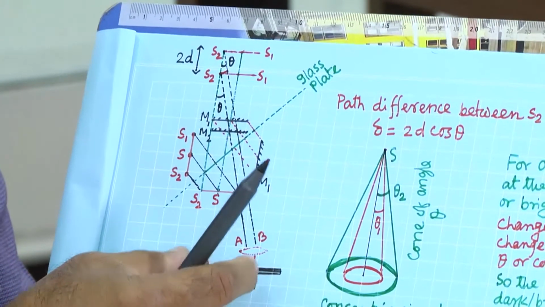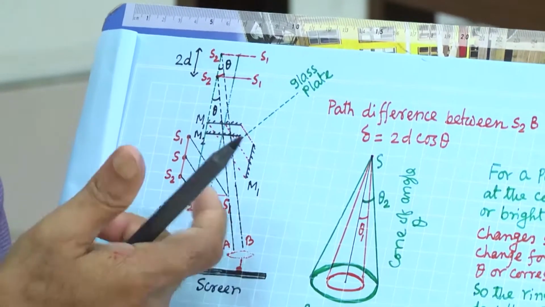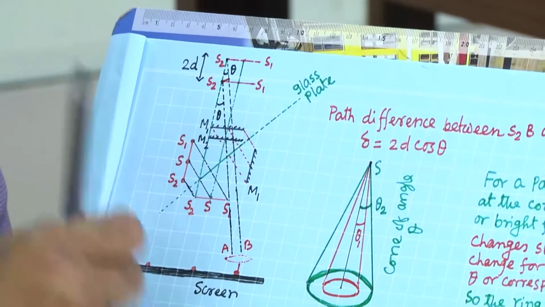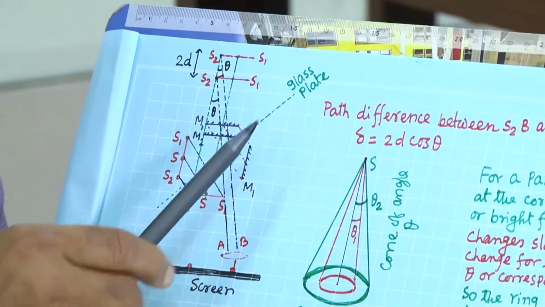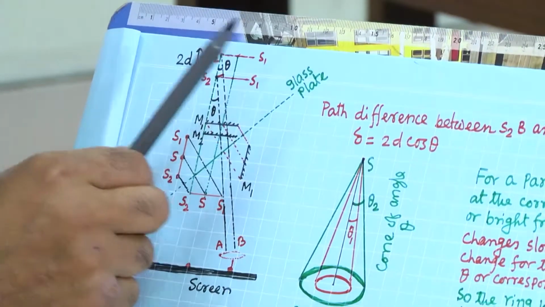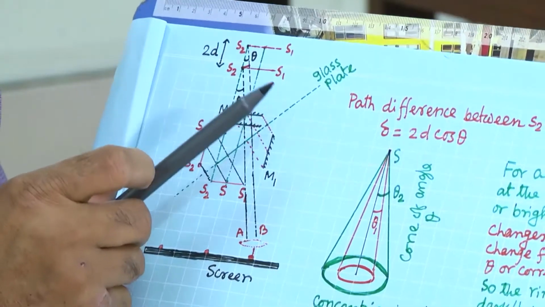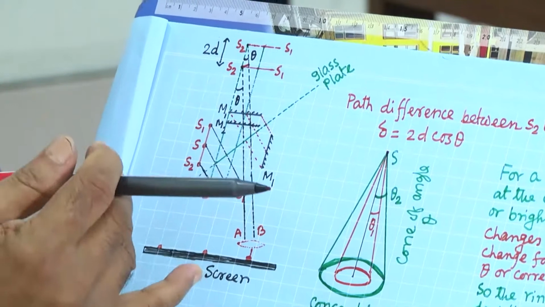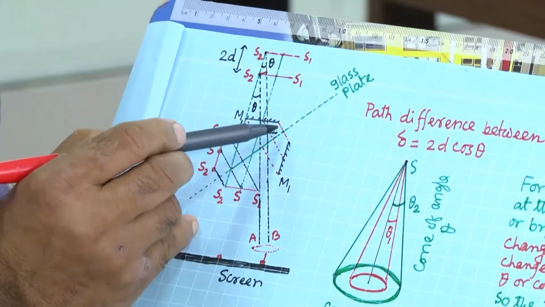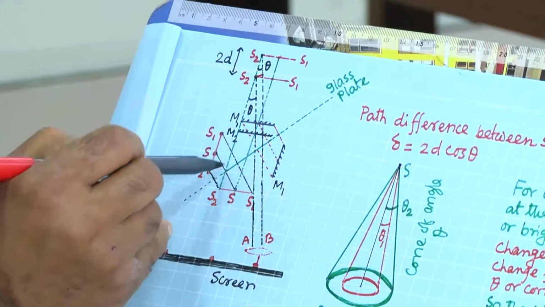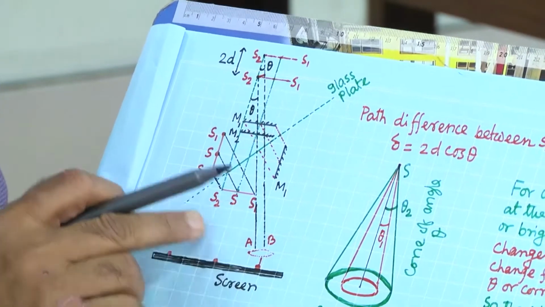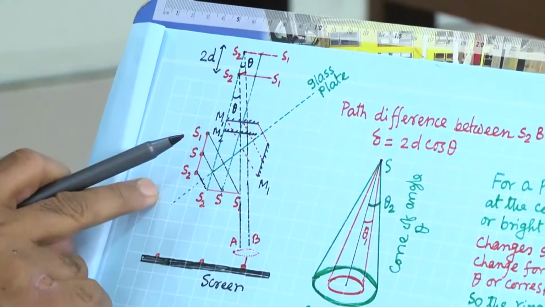Now, when this is the screen, the observer will be able to see the image of the source and the image of the mirror through this glass plate. That is because of reflection from the glass plate. So, this glass plate here, I have just extended it. Now if you see from here, where will you see the image of this source?